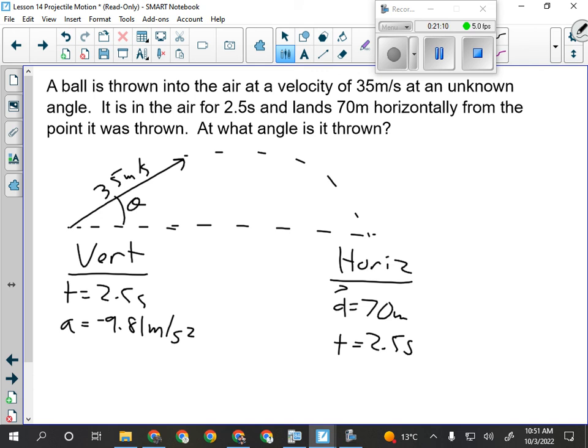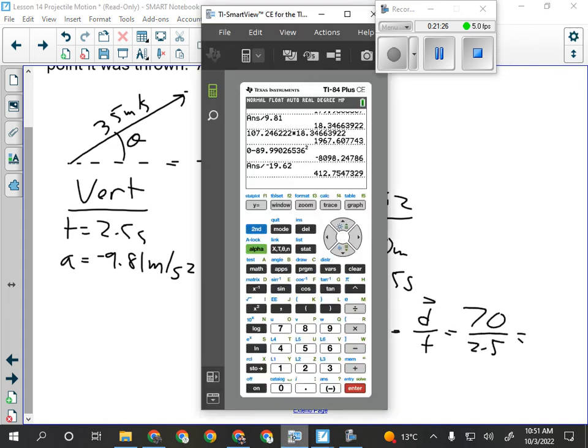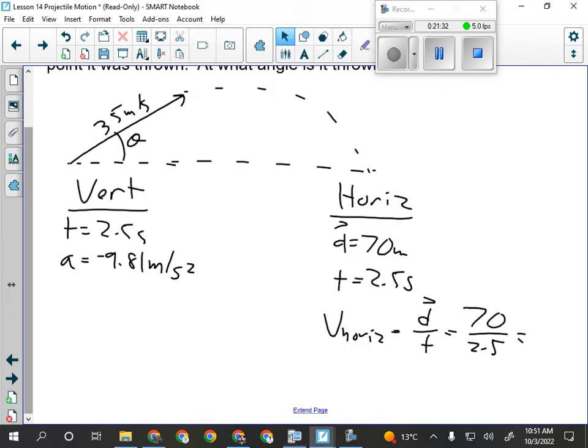Can I calculate anything right now? Right, I can calculate the horizontal velocity. Okay, so I'm going to calculate that by just going d over t. Okay, so that'll be 70 divided by 2.5. That gives 28. Okay, so now I've got my horizontal velocity. I've got this side of the triangle. Can I get the angle now?